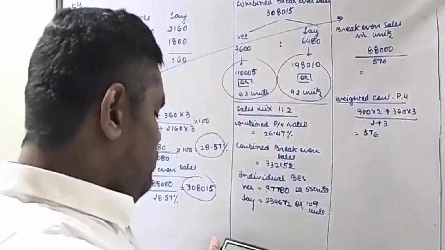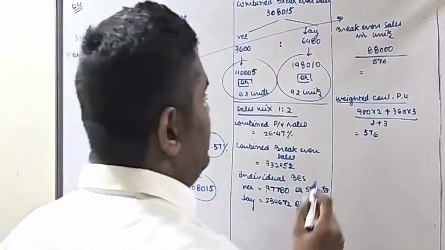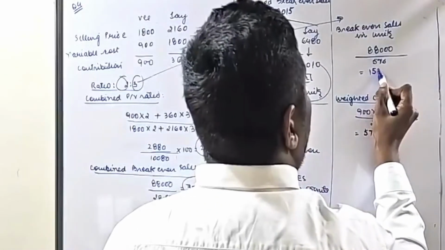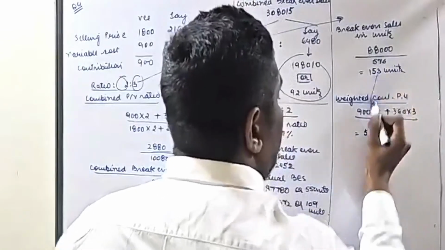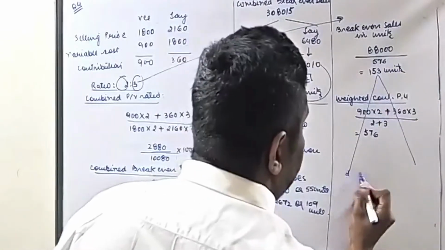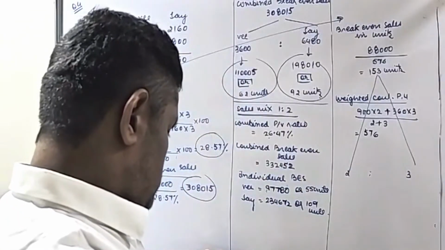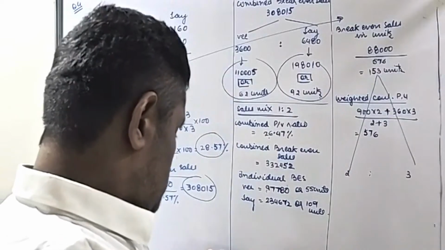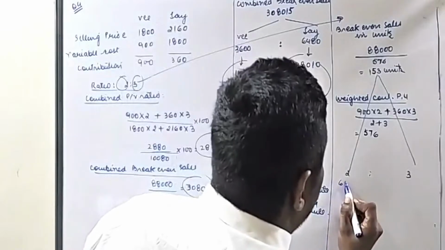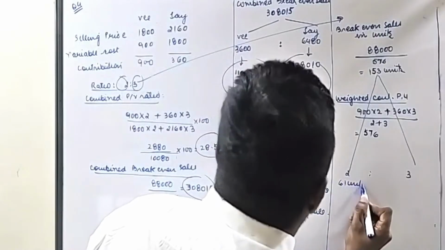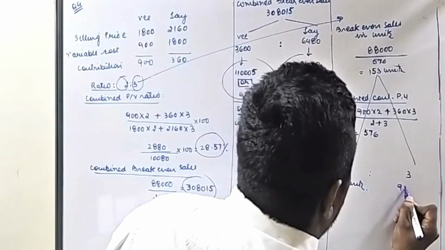So my break-even sales in units will be 88,000 divided by 576. We'll get 153 units. And these 150 can be distributed in the ratio of 2:3. So this one will be 61 units. The difference is due to round off. And 92 units.